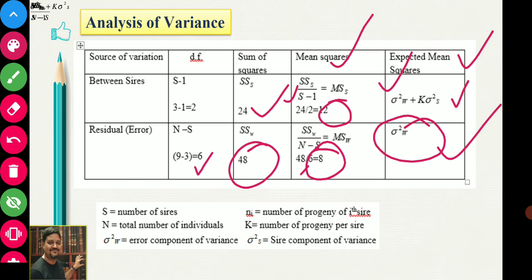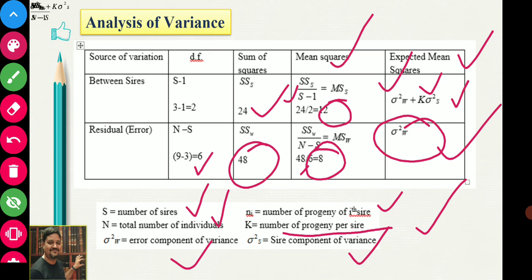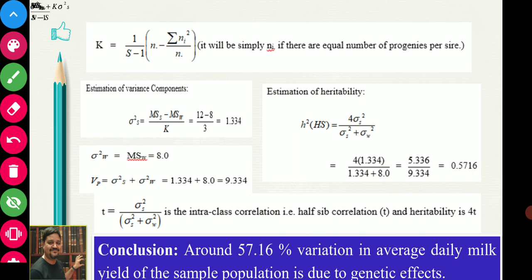Now just see the different notations. s is the number of sires, n is the number of individuals, sigma square w is the error component or within sire variance, ni is the number of progenies of the ith sire, and k is the number of progeny per sire. In this question, the number of progeny per sire was 3, so here k is equal to 3. Sigma square s is the sire component of variance. Now you have to calculate the heritability. This is the formula of k if the number of progeny per sire is not equal. But in our case, the number of progeny per sire is equal, and that is 3. That is why the k value has been replaced by 3.